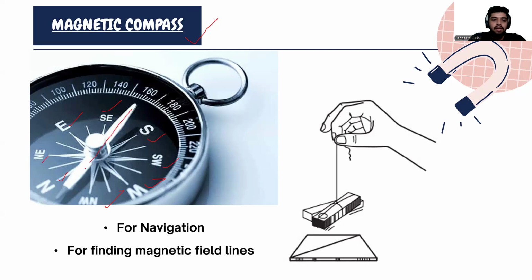And this is the north pole, and this is the south pole. This needle acts as a magnet. This needle is a magnetic needle. This magnetic needle gives us the actual direction. So what is the magnetic compass used for? It is used to find the direction, right? So the magnetic compass is used to find the direction.